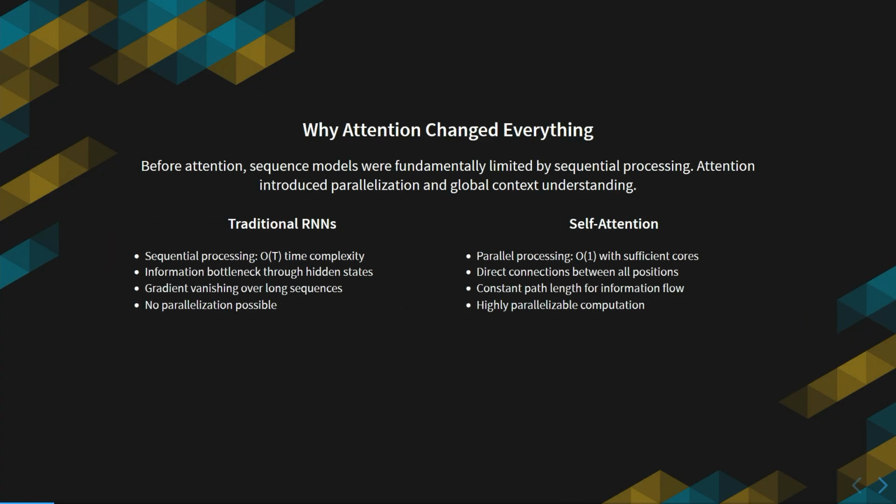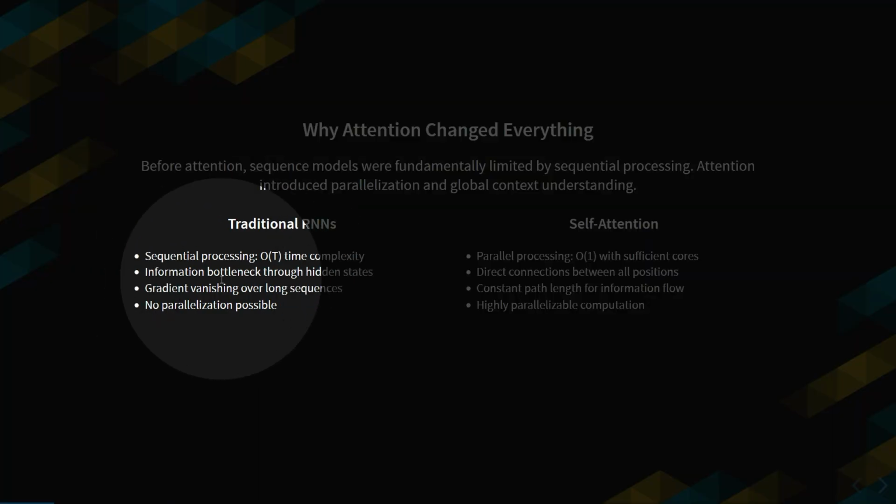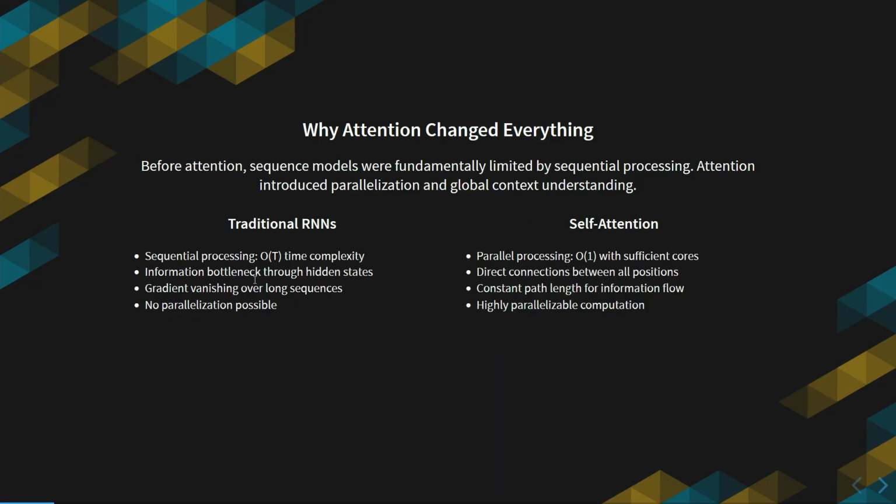Before the attention mechanism, sequence models were fundamentally limited by the traditional RNN. They had to process the sequence one step at a time, which was O(T) in terms of time complexity, with no possibility of parallelization. They suffered from an information bottleneck, where all context had to squeeze through hidden states, and vanishing gradient problems meant they couldn't handle long sequences effectively.